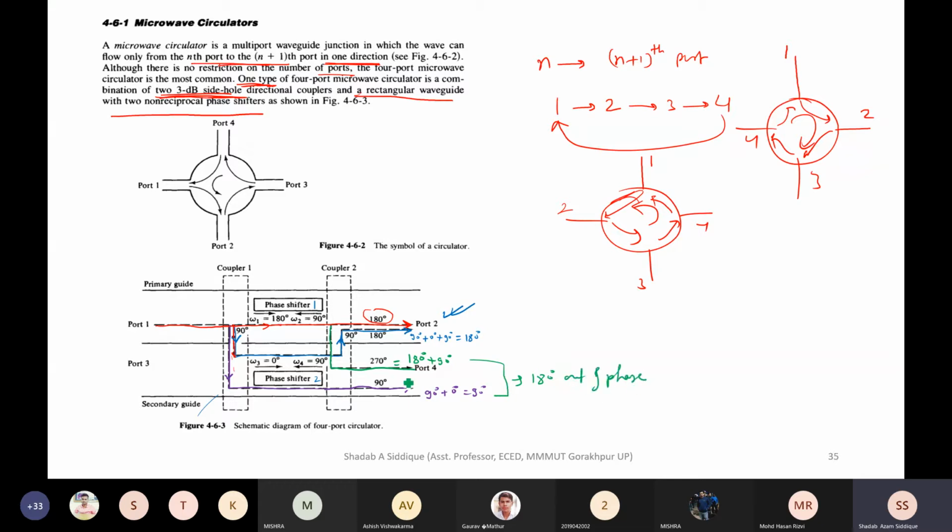If this is 180 degree out of phase, you can see here this wave was 90 degree and this wave was 270 degree. And keep in mind, we are taking the precaution that when the wave is split, the waves are of equal magnitude. So magnitude is not a problem, just the phase we are changing.